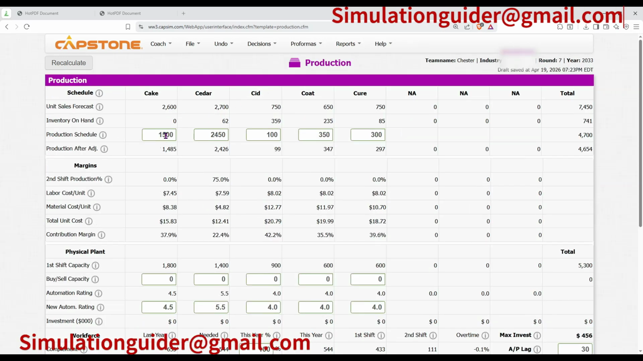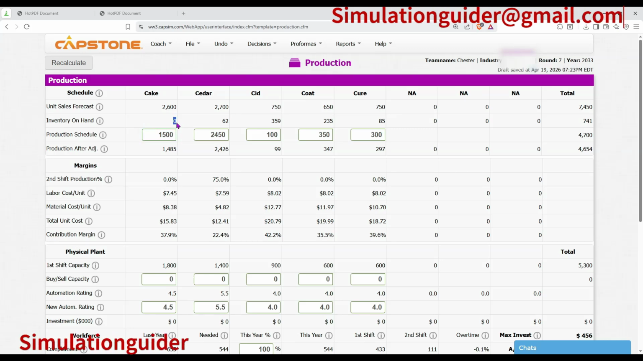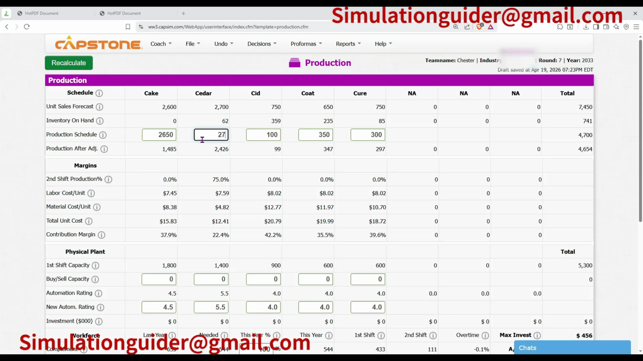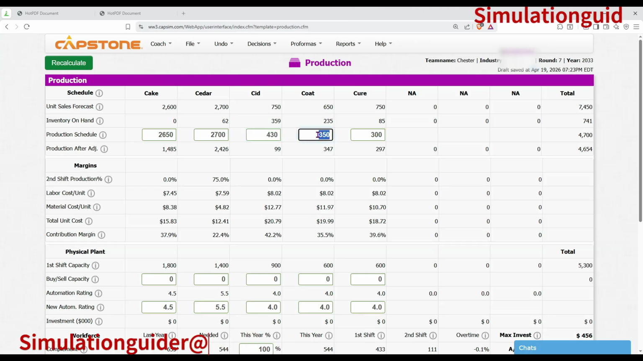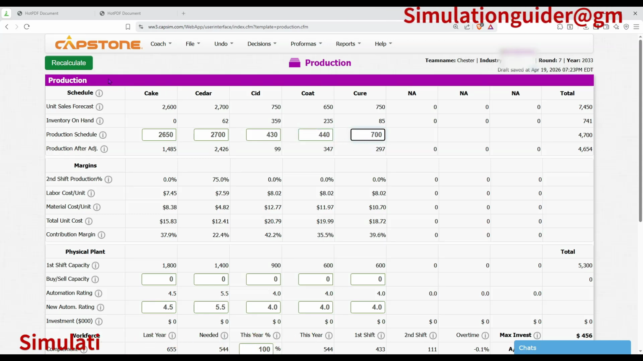For the production, we're producing based on what we forecasted. And remember that you need to add a buffer to avoid stocking out. You can see this one is stocked out. When I talk of stocking out, I mean that you had a chance of selling the products, but you had a short number of products, like you had a lesser number of products in the simulation. So first one, I'll give it around 2650. Second one, just 2700. Third one, I can give it around 430. Next one I can give it around 440. Next one I'll give it around 700. Then I can recalculate.